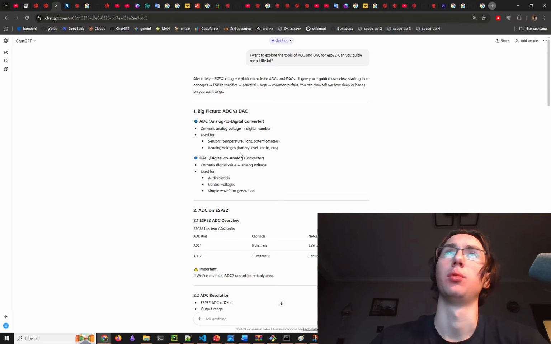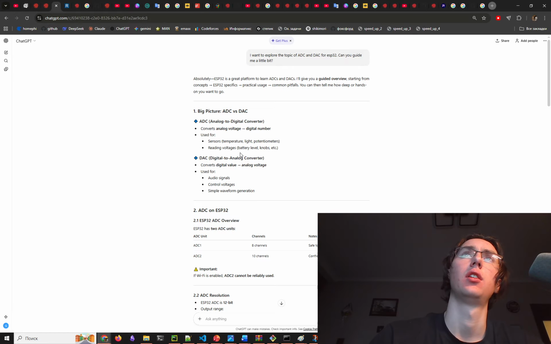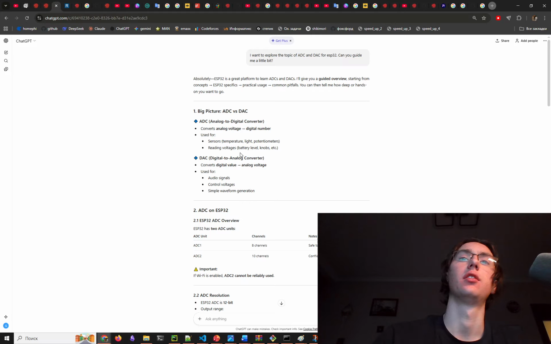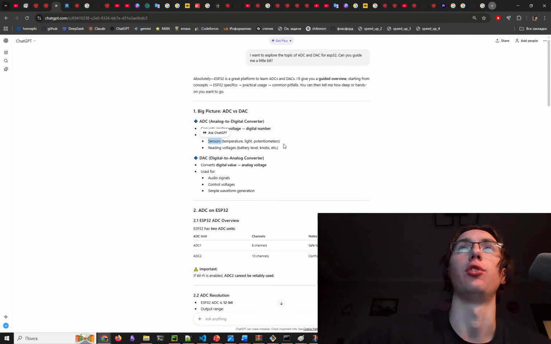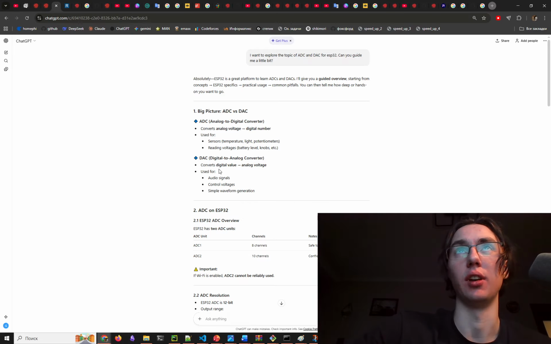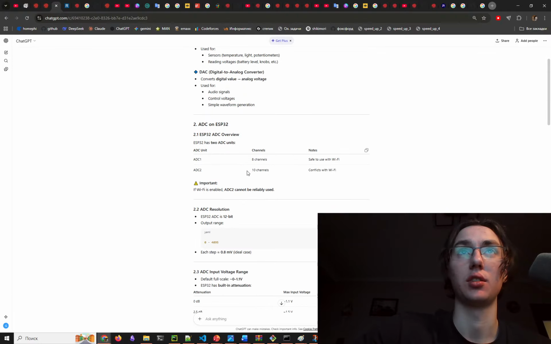For example, we read some analog voltage from the sensor, convert it to a digital number, and use it somehow. The DAC goes from a digital value to an analog value: audio signals, control voltages, and simple waveform generation. So basically, this one is for output, this one is for input. I guess something like that.